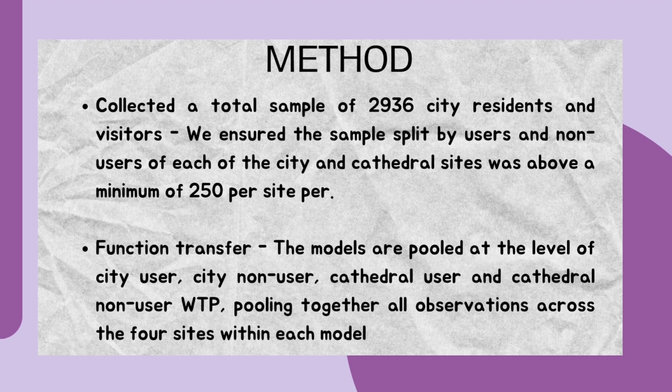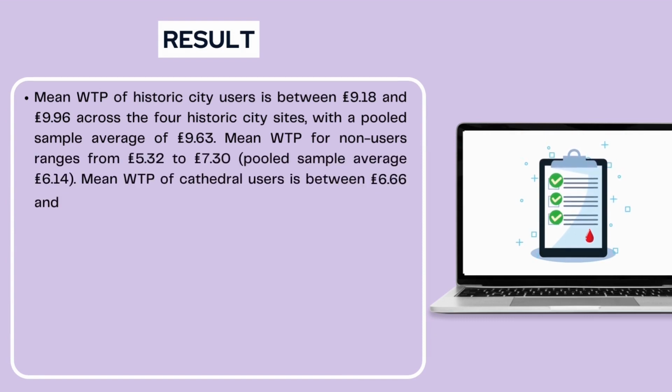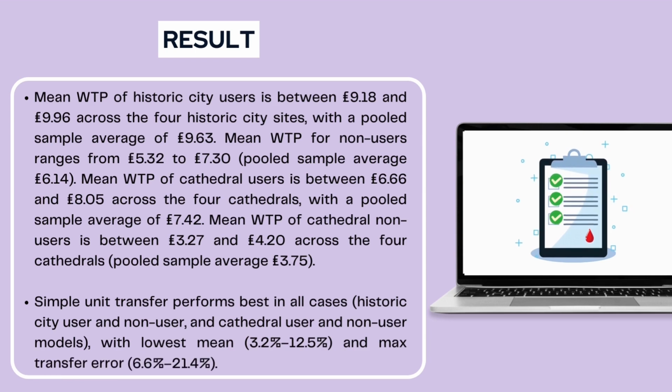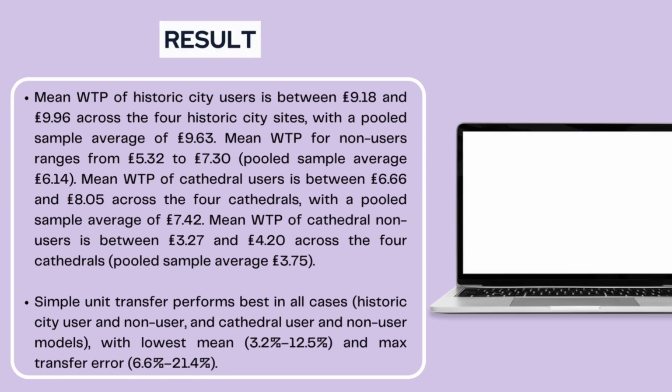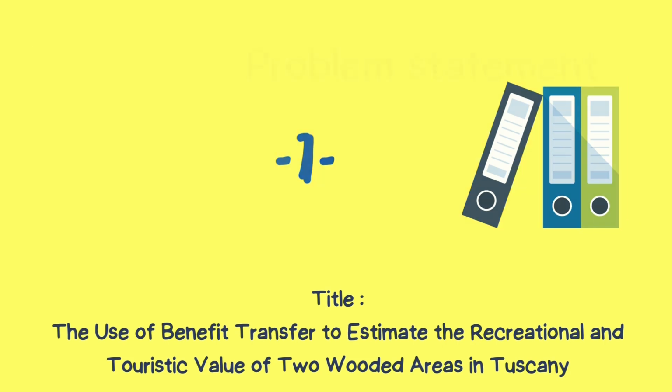Next, function transfer. The models are pooled at the level of city user, city non-user, cathedral user and cathedral non-user WTP, pooling together all observations across the 4 sites within each model. In result, we found simple unit transfer performs best in all cases, which is historic city user and non-user, and cathedral user and non-user models, with lowest mean and max transfer error.